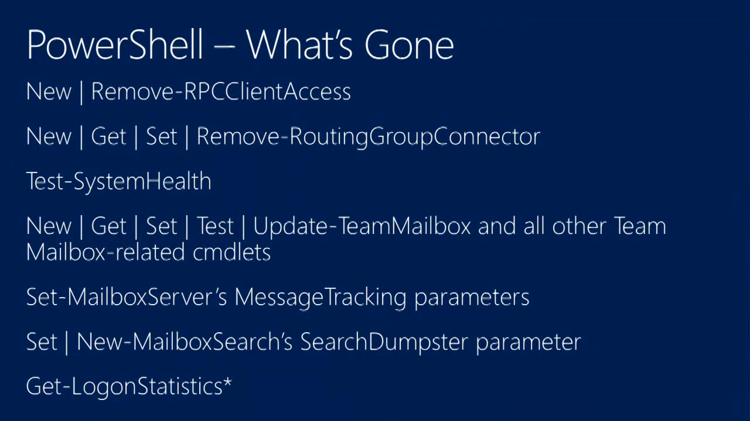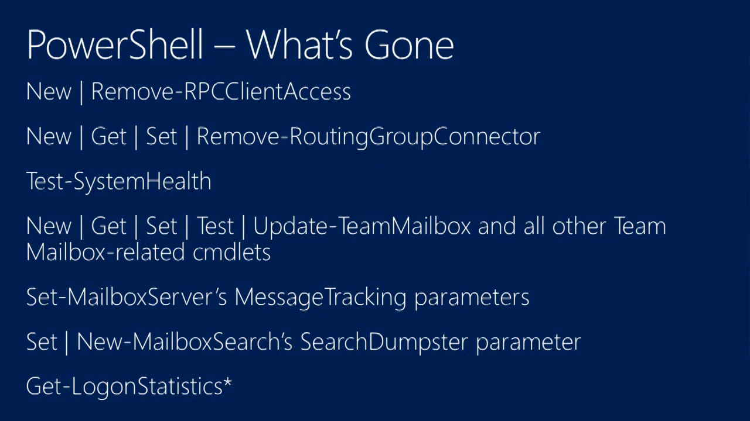So things like new and remove RPC client access. Remember, the old legacy CAS is gone. And also RPC over TCP connectivity for Outlook clients is also gone. And it was both those things that used the RPC client access array object in Exchange 2010. That was that load balanced object that you had to create, and then you would point your load balanced array to that object, and it would reflect all of the CAS in that site. Well, that namespace and that object are gone, so the commandlets are gone with it as well.